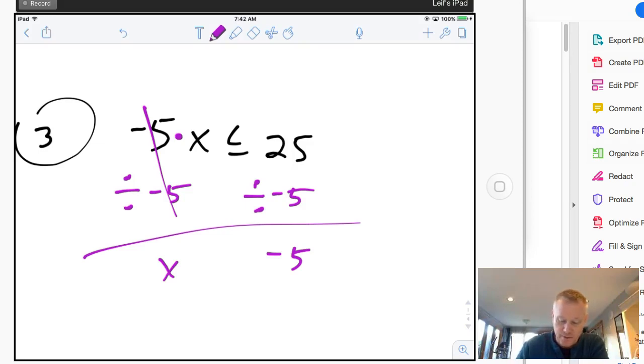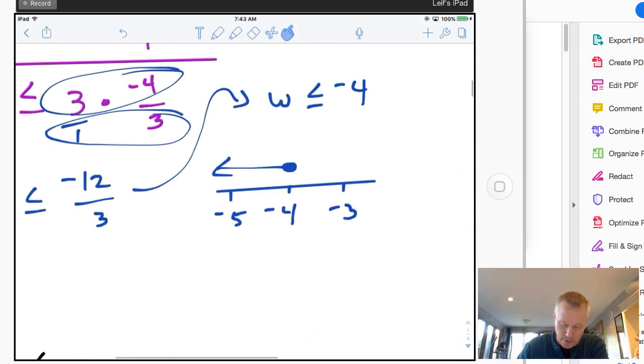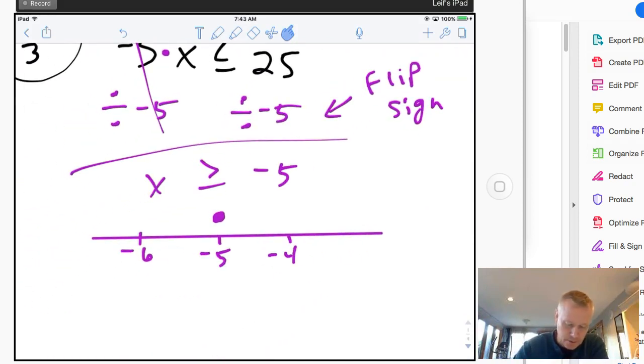Now, once again, I divided by a negative, so you have to flip the sign. So it's going to go the other direction now. If we're talking graphing this, I go to negative 5 on the number line. That's going to be a solid dot. Did I do that last one right? Yeah, that was a solid dot too. Just wanted to double check, make sure I didn't make a mistake. All right, and greater than goes to the right. So that's what the graph of that would look like.